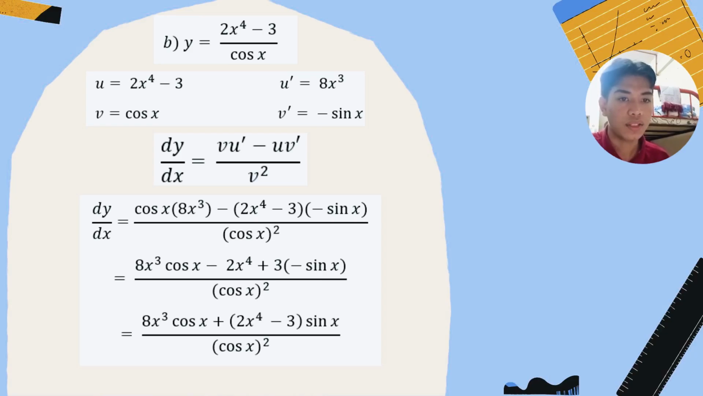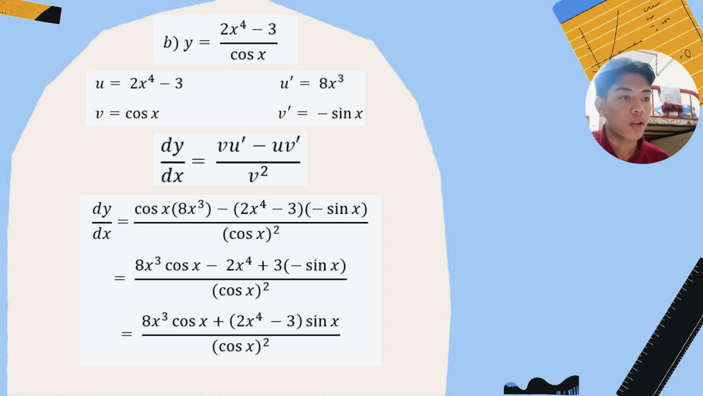Thirdly, let's clean up the numerator. For the first part, we multiply cos x with 8x to the power of 3, and we will get 8x to the power of 3 cos x. For the second part, we have a minus sign in front of the term and a negative sign attached to the sine x. When you multiply a negative by a negative, they cancel out and become a positive. So it will become positive (2x to the power of 4 minus 3) sine x.